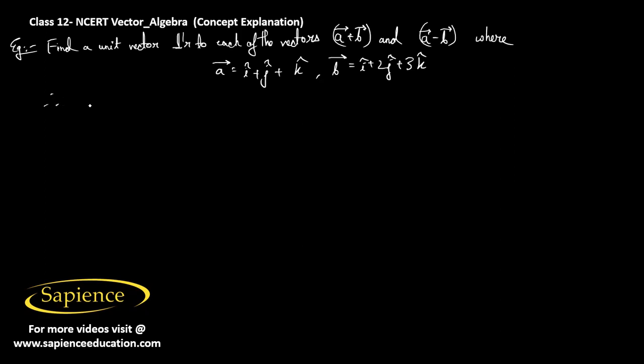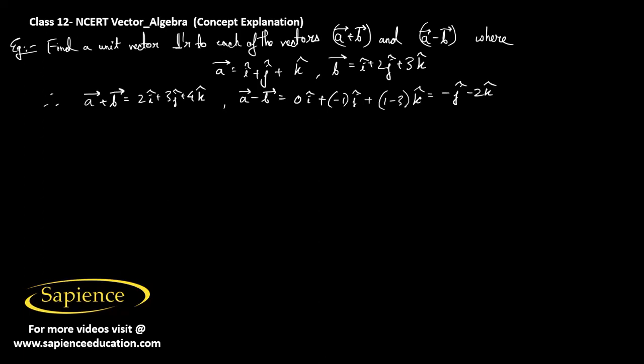So now we need to find first a vector plus b vector. So we have to add them. Then we will get 2i cap plus 3j cap plus 4k cap. And then a vector minus b vector we need to find. So i cap minus i cap is 0 i cap, and j cap minus 2j cap is minus 1 j cap, then k cap minus 3k cap, so it is 1 minus 3k cap. So that will be equal to minus j cap minus 2k cap.